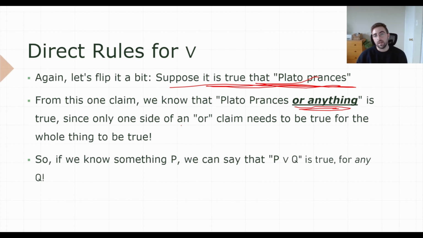Or it's true that Plato prances or Canada is part of North America. It doesn't matter because we know at least one of these sides is true. In this case, Plato prances, right? Is true. So it can be or anything. So in this case, if we know something, like P, for example, we can say that P or Q is true for any Q. Doesn't matter what the Q is. Seems a little weird, but that's the rule. That's how it's done in propositional logic.